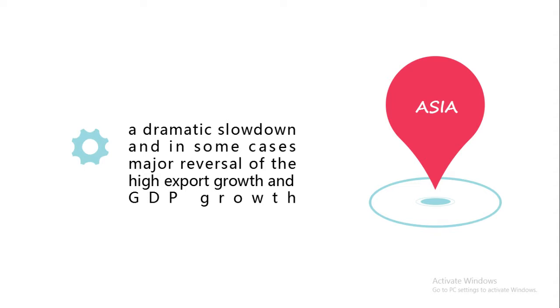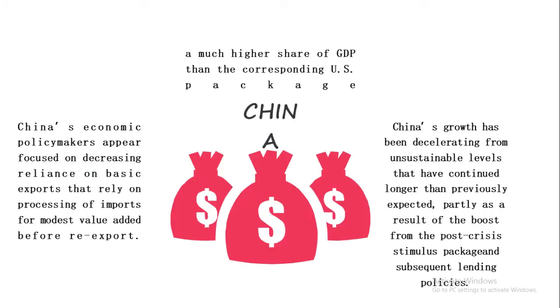of the high export growth and GDP growth that the East Asian region, including China, had come to take for granted. The subsequent rebound was strong but uneven. China weathered the initial crisis well, partly due to its own massive stimulus package of almost $600 billion, a much higher share of GDP than the corresponding US package of about $800 billion.